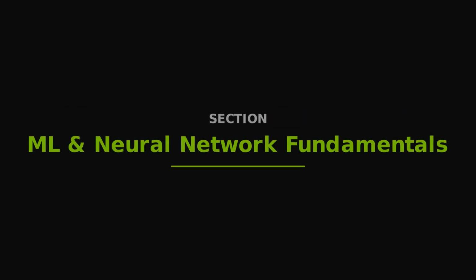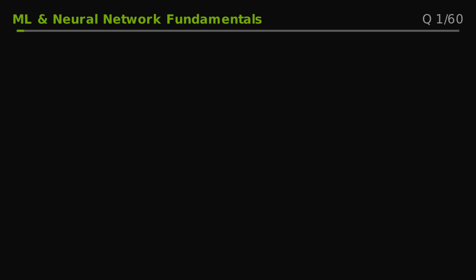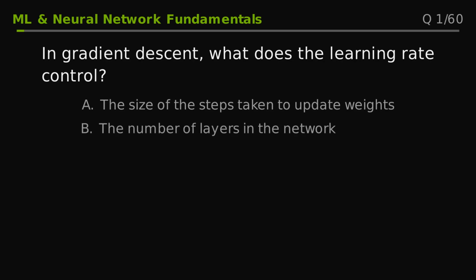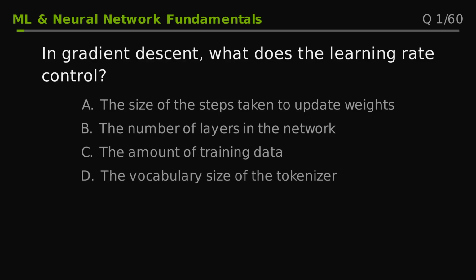Next section. Learn neural network fundamentals. Question 1. In gradient descent, what does the learning rate control? Option A. The size of the steps taken to update weights. Option B. The number of layers in the network. Option C. The amount of training data. Option D. The vocabulary size of the tokenizer.